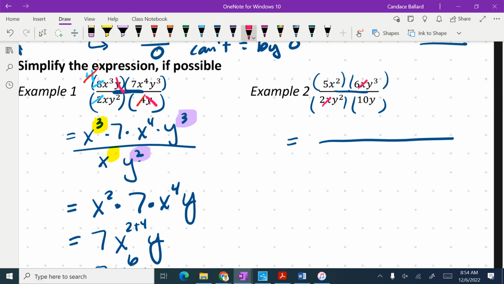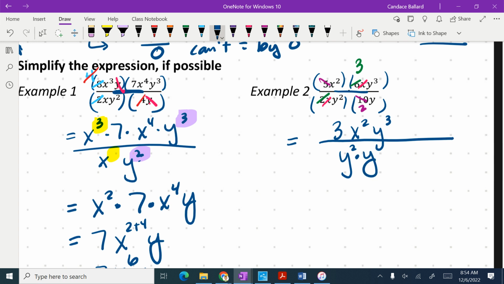All right, do we have any numbers that can cancel a little bit? 5 into 10, how many times? Twice. Good. Are there any other numbers? 2 into 6, how many times? 3. It's getting kind of messy, so I'm going to write out what I have left now. I'm going to put the 3 up front just because I like numbers up front. And then we've got an x squared and a y cubed in the numerator. And I've got a y squared and a y in the denominator.